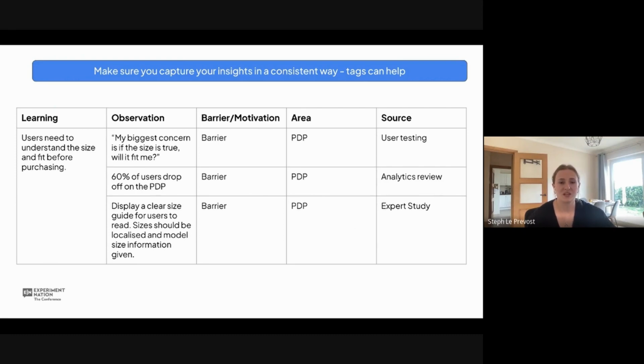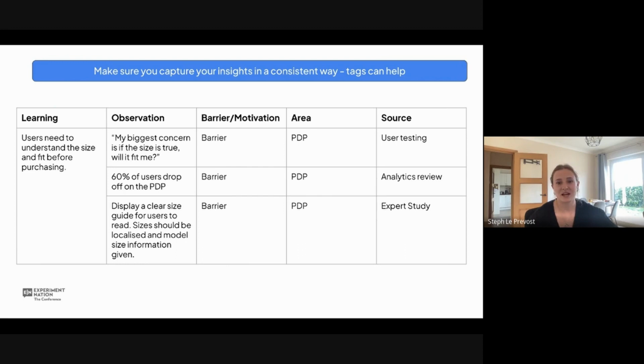So you can see 3 here. One is my biggest concern is if the size is true, will it fit me? That's from user testing. 60% of users drop off on the PDP. That's from an analytics review. And then display a clear size guide for users to read. Sizes should be localized and model size information given. That's an expert study. Putting those 3 things together gives us the overall learning: users need to understand the size and fit before purchasing. So you can see how those observations have started to build that bigger picture.